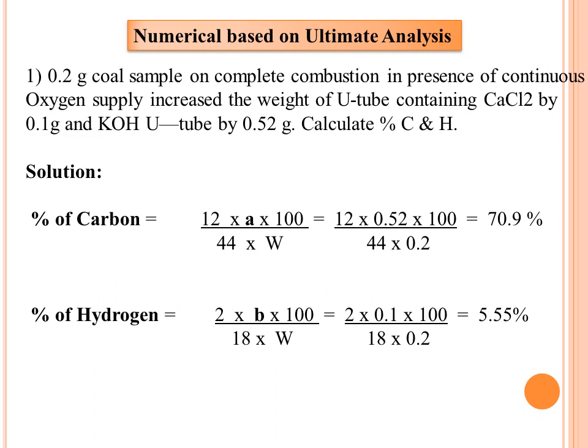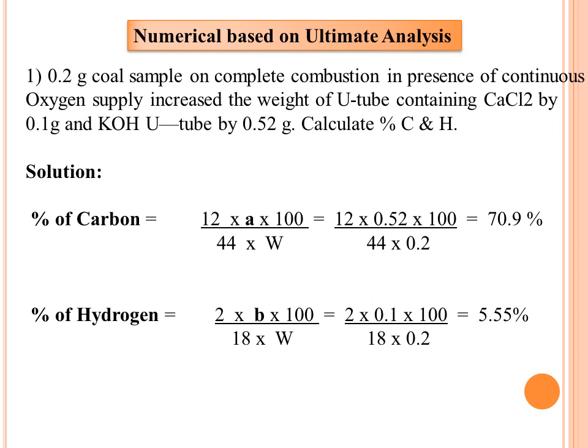So some numericals we have to see based on ultimate analysis. First I will just read. 0.2 gram of coal sample on complete combustion in presence of continuous oxygen supply increases the weight of U tube containing CaCl2 by 0.1 gram and that of KOH by 0.52 gram. Calculate percentage of carbon and hydrogen.